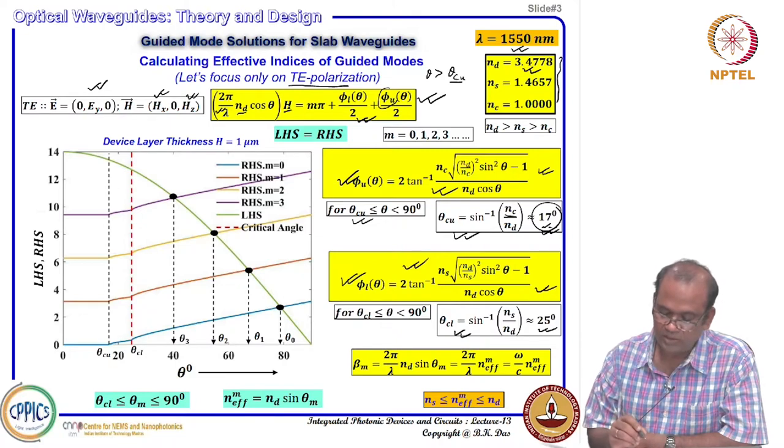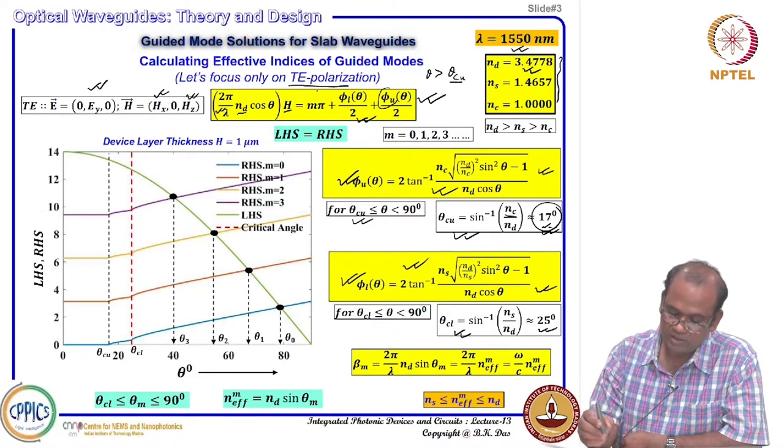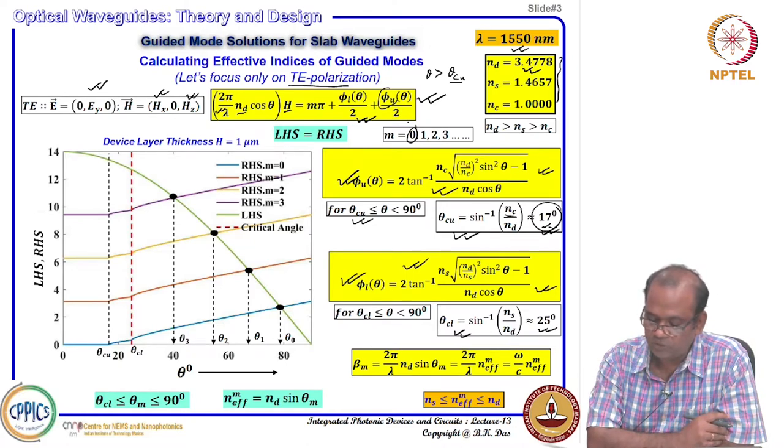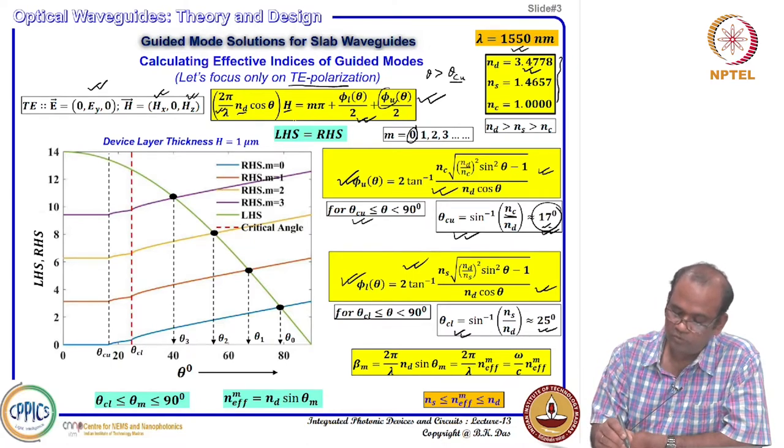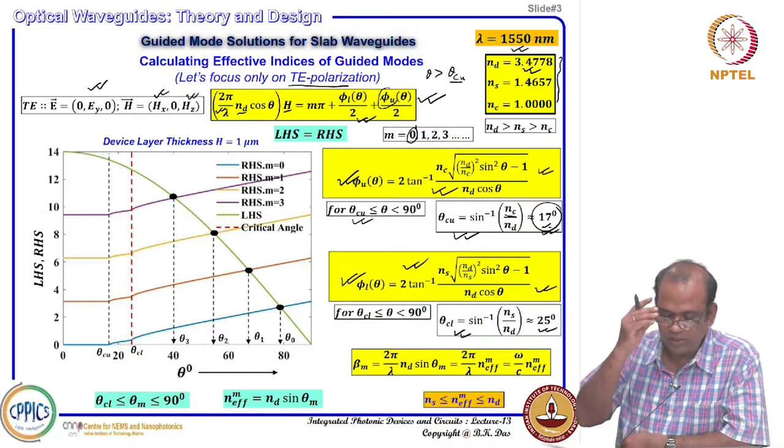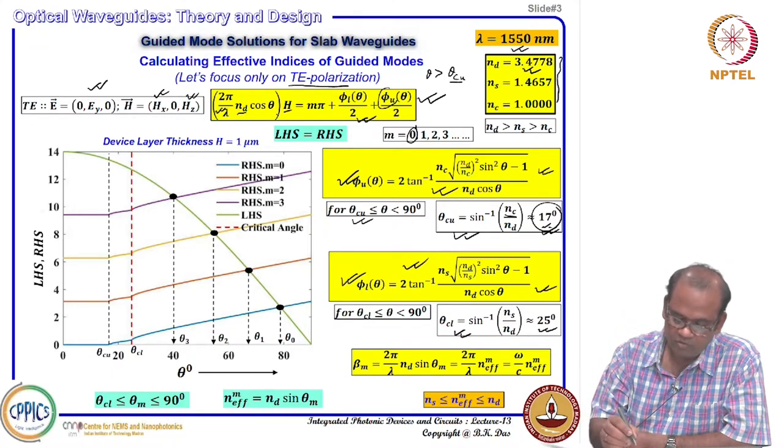So, on both sides theta is there, and this m value can run over the integers 0, 1, 2, 3, and so on. Once we put 0, we get one solution, once we put 1, we get another solution, once we put 2, another solution, and so on. How did we do this here? We consider this one as the left-hand side and the entire three terms as the right-hand side.